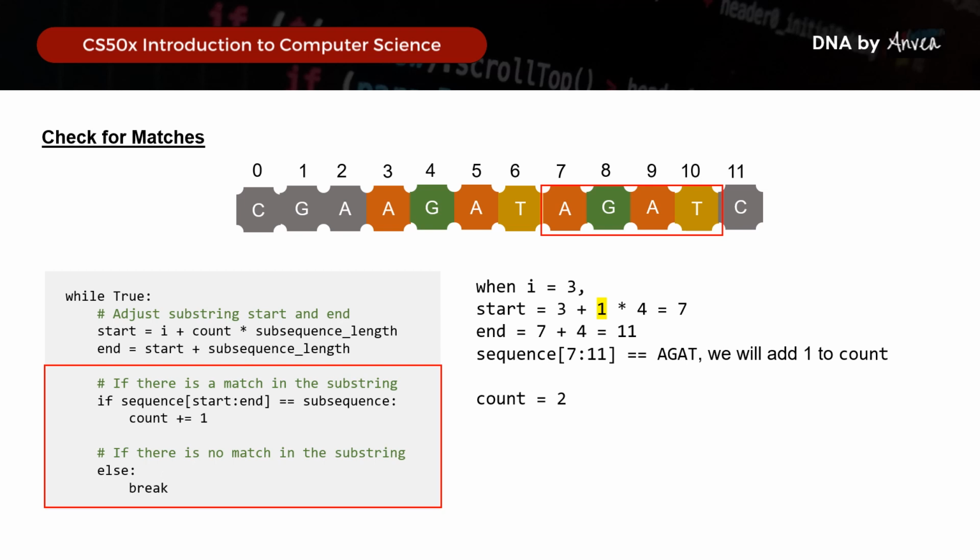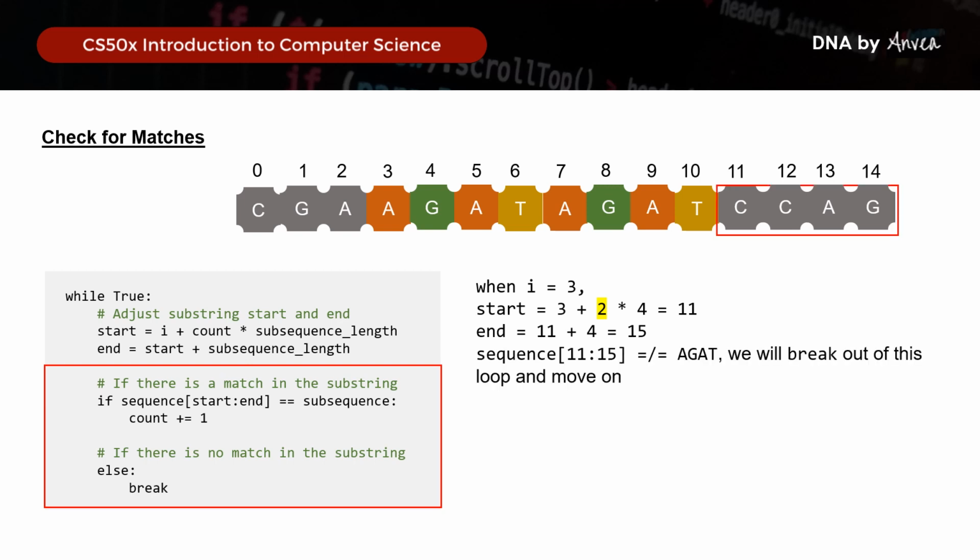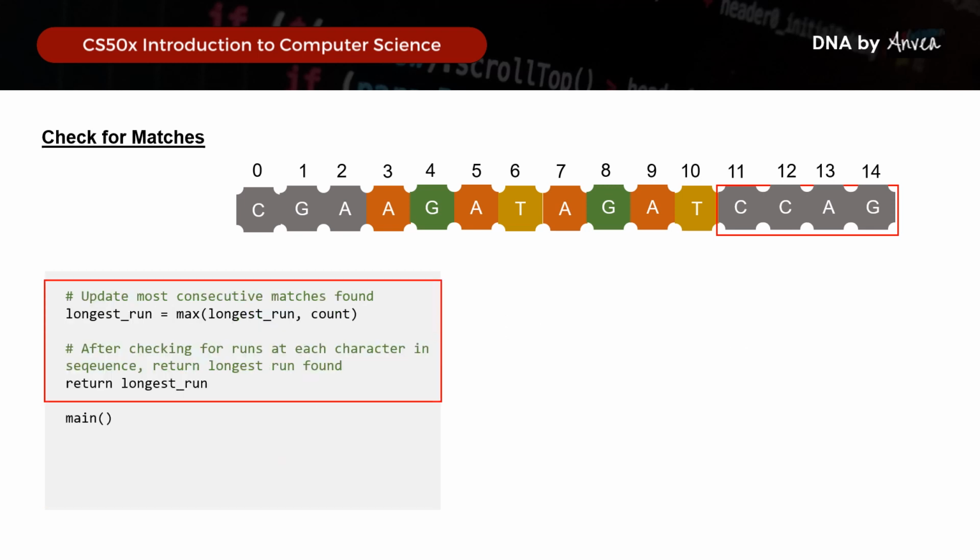Now let's test again for the next 4. So now i is still equal to 3 because we are still working on this particular chain. So the value of start now will equal 11 and end will equal 15. In this case, since sequence 11 to 15 does not equal AGAT, we will break out of this loop and move on. At this stage, the highest number of consecutive runs of AGAT we have is 2.